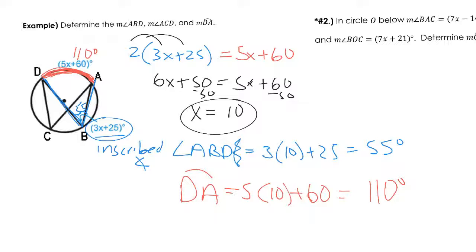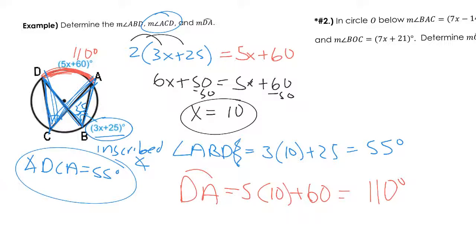Now they also asked for what is the angle ACD. That's this angle, another inscribed angle, but it's hitting the exact same arc. So it's 110 divided by 2. Angle DCA is also 55 degrees because it's another inscribed angle. All right, so pause the video, try the next two on your own.